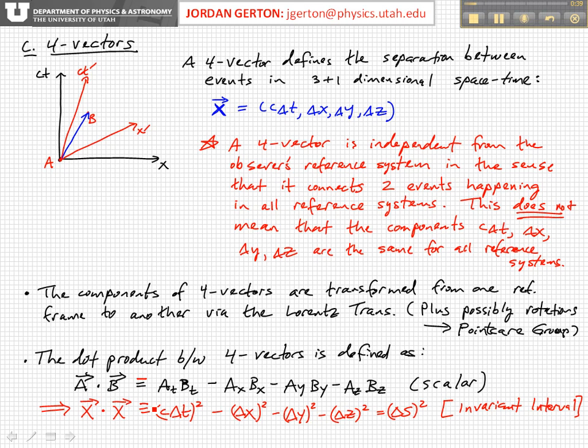Furthermore, what follows from this is that the dot product between a 4 vector and itself is equal to this, which is the invariant interval. Because of this, sometimes we will refer to delta S squared, the invariant interval, as the magnitude of a particular 4 vector, or its length.